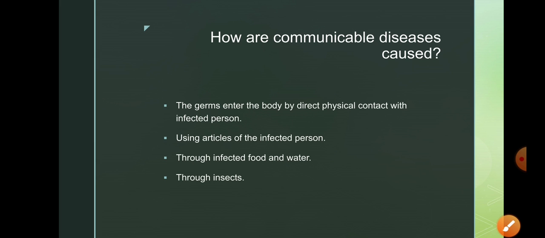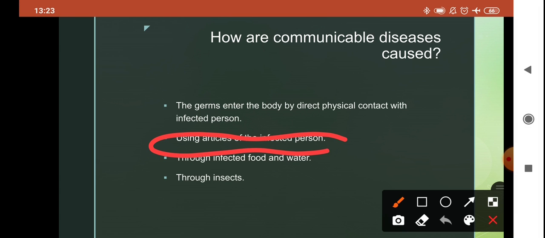Now, how are these communicable diseases caused? Means how they are spread from one person to another person. So, basically what happens is that the germs enter the body by direct physical contact with an infected person, like when we shake hands, or if we use the articles of the infected person. Now what are the articles of the infected person? Like the utensils or the towel or soap used by an infected person, through infected food and water, and through insects. Now what are these insects? These insects like mosquitoes, housefly, also spread a lot of communicable diseases.